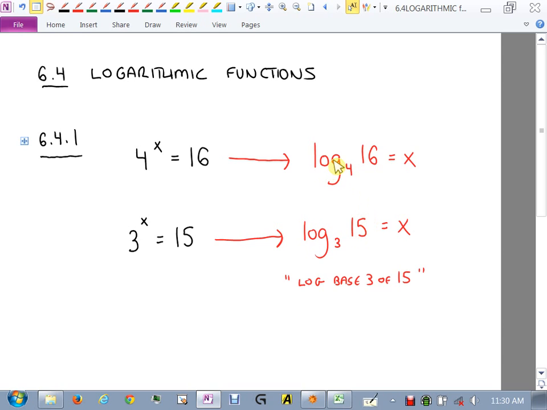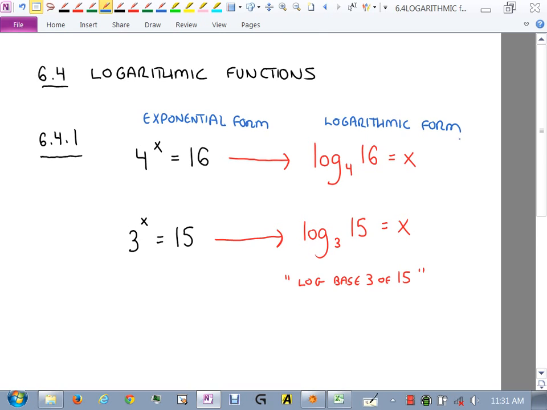Does anyone know what log base 4 of 16 is? Well, 4 to what power is 16? 2. So the answer here would be 2. All right? It's just notation. We call this on the left side exponential form. We call this on the right side logarithmic form. Log base 3 of 15.